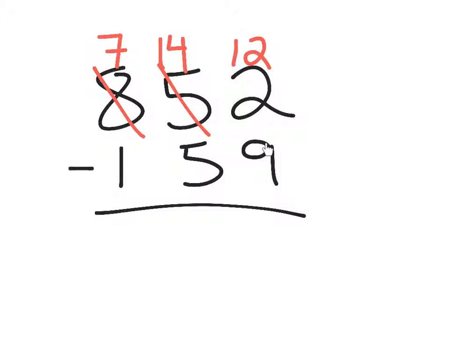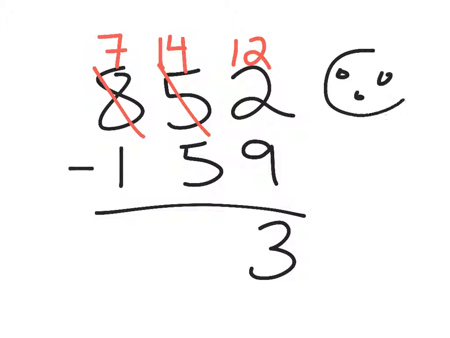So 9 and 10, 11, and 12. That's going to give me 1. Let's count these. 1, 2, and 3 dots. So I will drop my 3 and then circle those dots there so I know I used them.